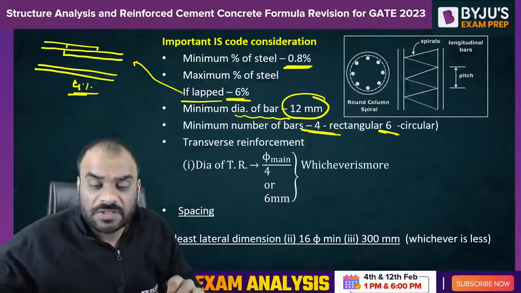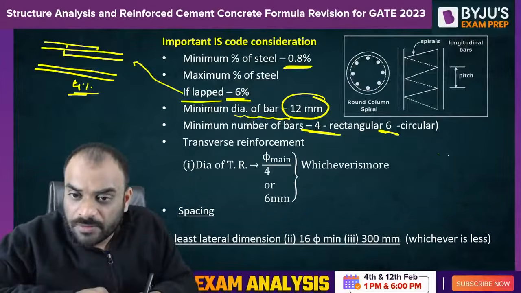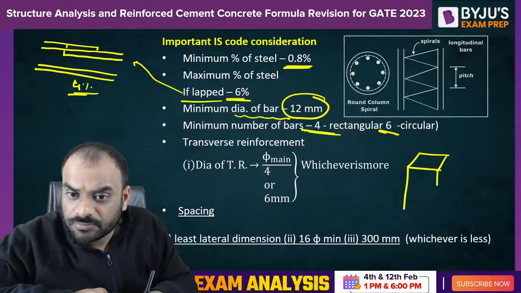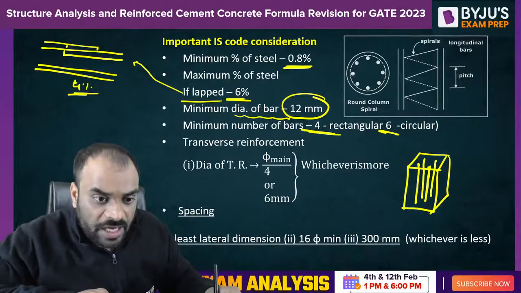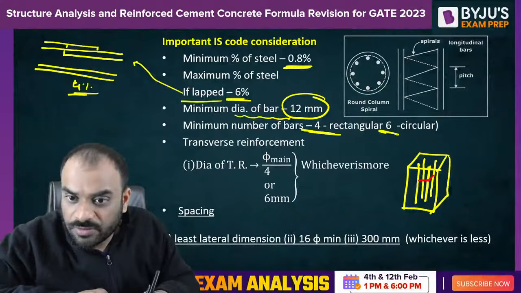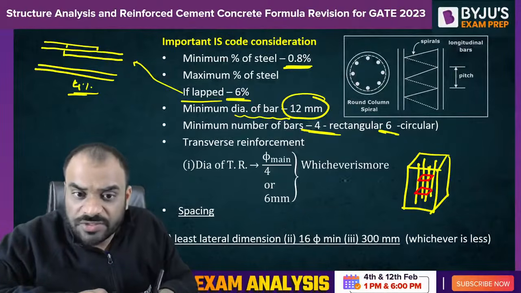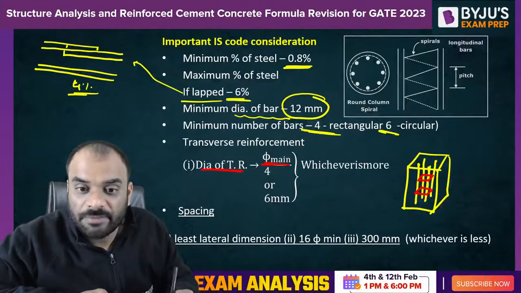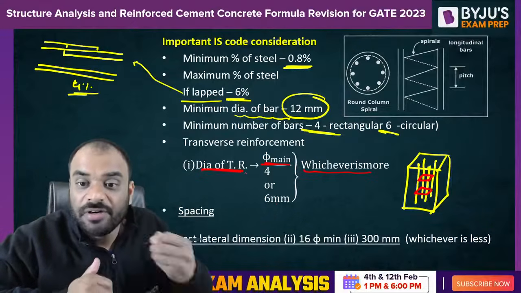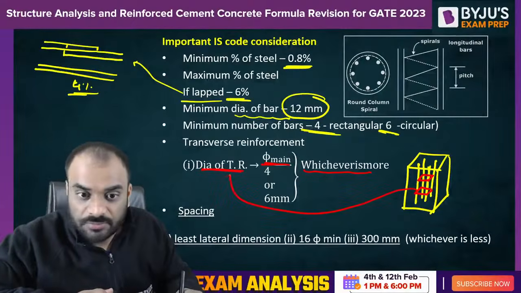Transverse reinforcement. What is transverse reinforcement? Let me show you that. This is our longitudinal reinforcement. Then we have transverse reinforcement. These are transverse reinforcement, right? So the dia of transverse reinforcement is what? Dia of main divided by 4, or 6 mm, whichever is more, that will be your dia of transverse reinforcement, this one, right?